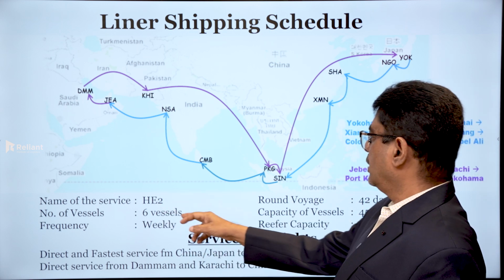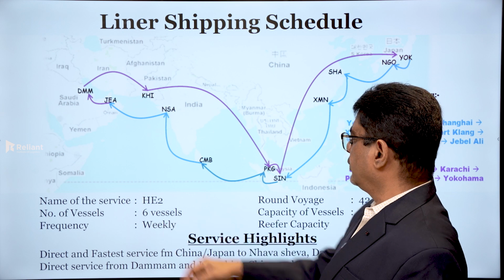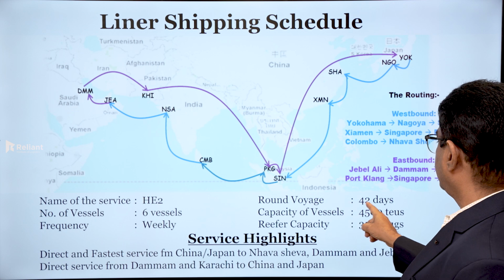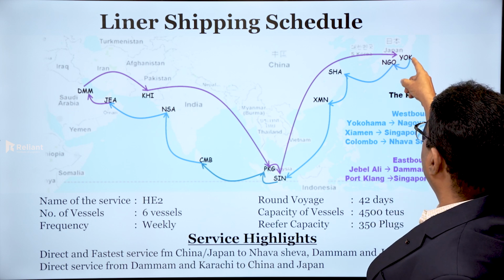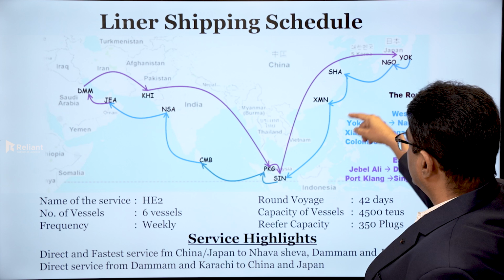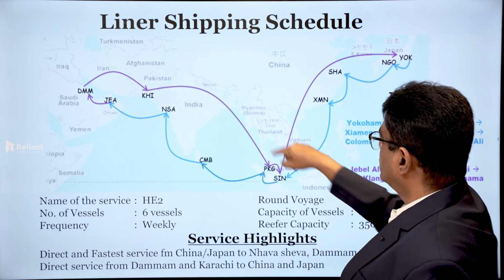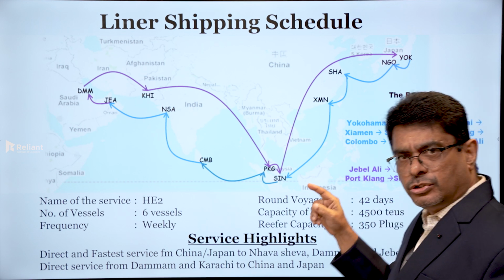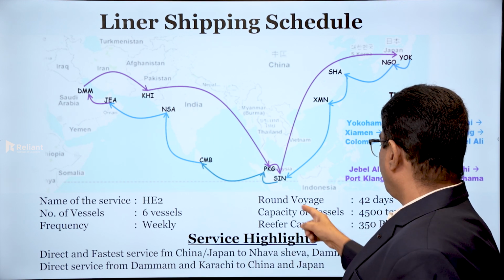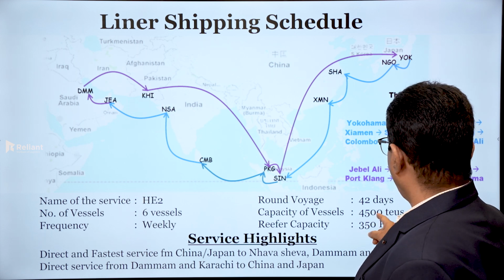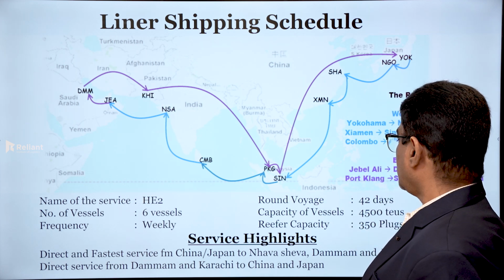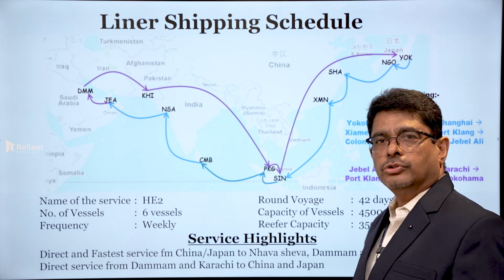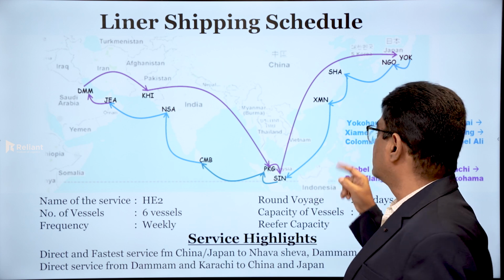They have 6 vessels, and the frequency is weekly. One vessel takes about 42 days. That is, once it starts from Yokohama, the whole ship takes about 42 days for the round voyage. That is, to reach the starting point, one ship takes at least 42 days to complete that journey. And the capacity of these vessels is 4,500 TEUs each, and there's a reefer capacity of 350 plug points on each vessel.